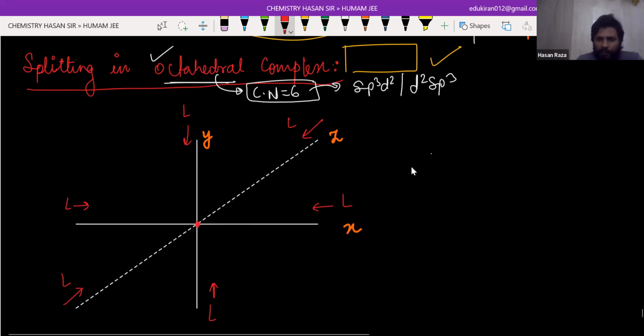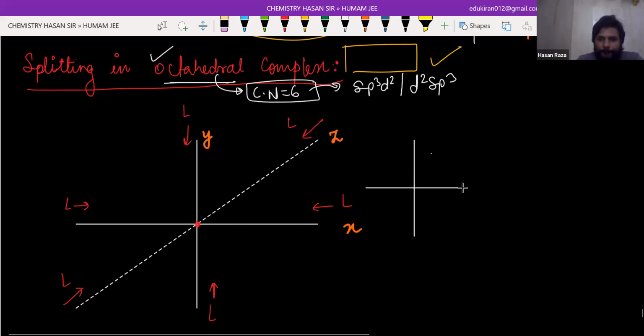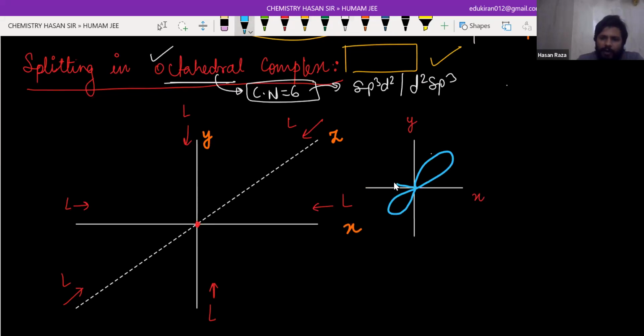We will talk about the split, but first I'm going to draw the structure of all the d orbitals. First of all, I'm going to write dxy. For dxy, this is your x, this is your y. For dxy it's very simple. What you need to do is just draw in between x and y, and it will be your dxy. Are you getting my point? I'm not good at drawings, but you can understand easily, right? Yes.